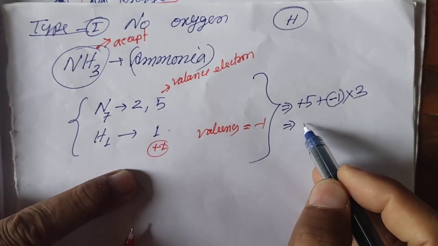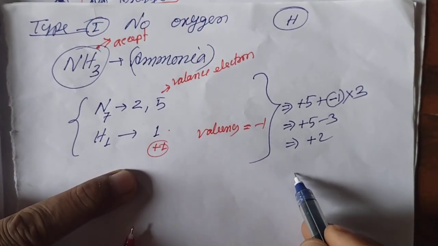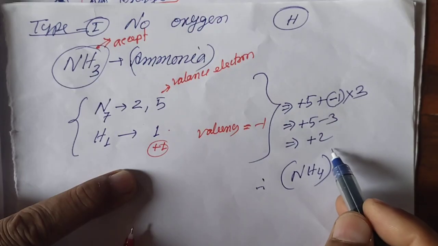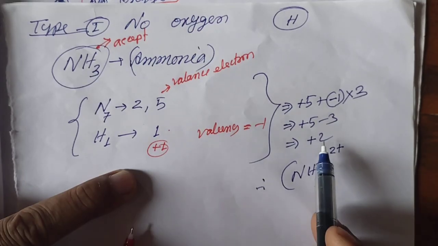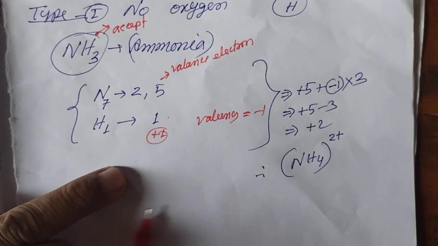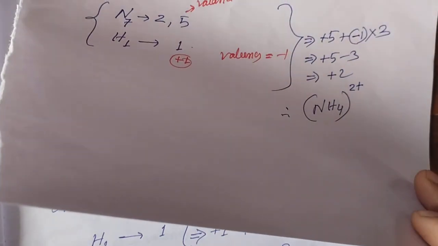Now I'll calculate, you see, +5 -3. So I am getting +2. This means the ammonia valency is 2 positive. It has 2 positive ion. Valency is 2 positive. We write like this, okay? Ammonia.